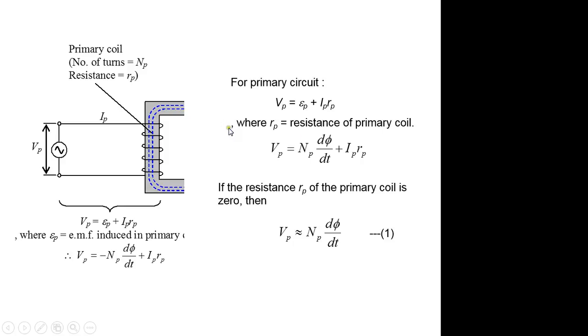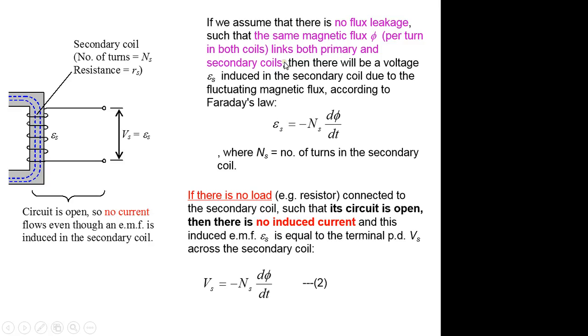So just look at the left hand side again. You have the incoming voltage. The EP becomes this, and IR. If the resistance is 0, your VP is approximately equal to N dφ/dt. Okay? The EP becomes this because of Faraday's law. VP becomes this because this becomes 0. Same thing on the right hand side.